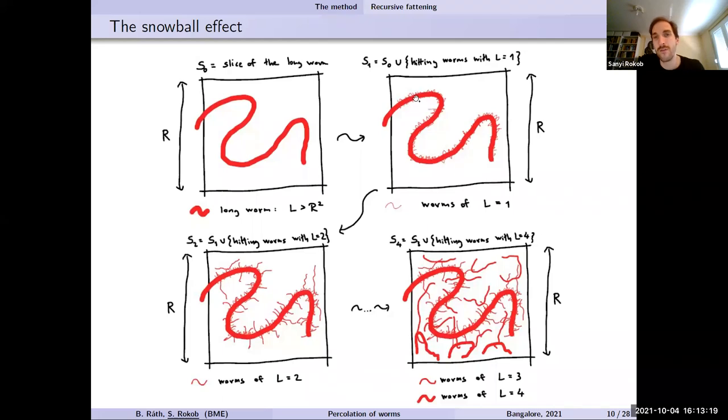So in the first step, we take all the worms with length one that hit the given slice of the long worm. In the second step, we take all the short worms inside this box which hit the already defined set, this S1. So not just the long worm, but also the short worms hitting this long worm. And we can iterate this process and hope that this really improves the capacity.